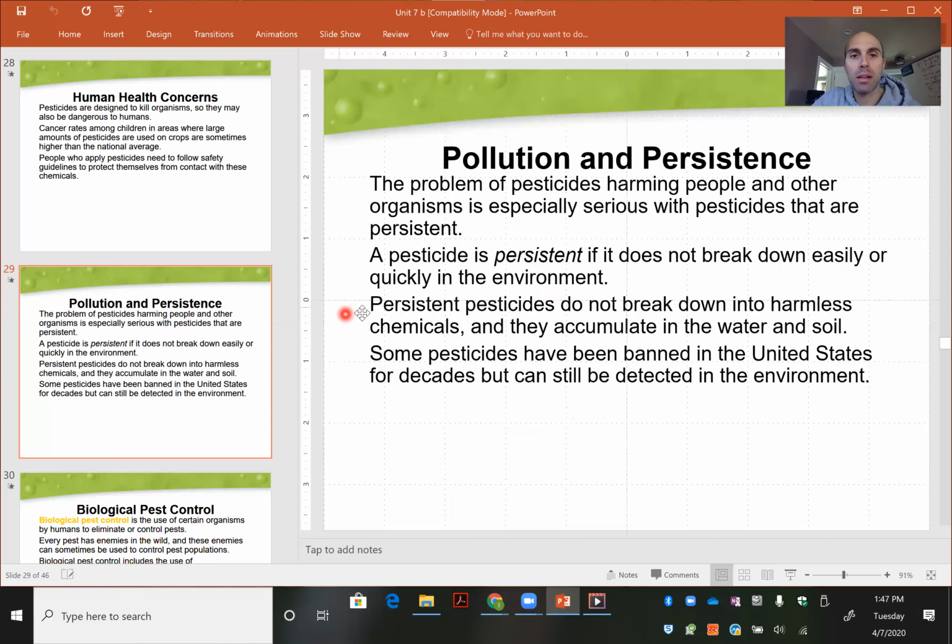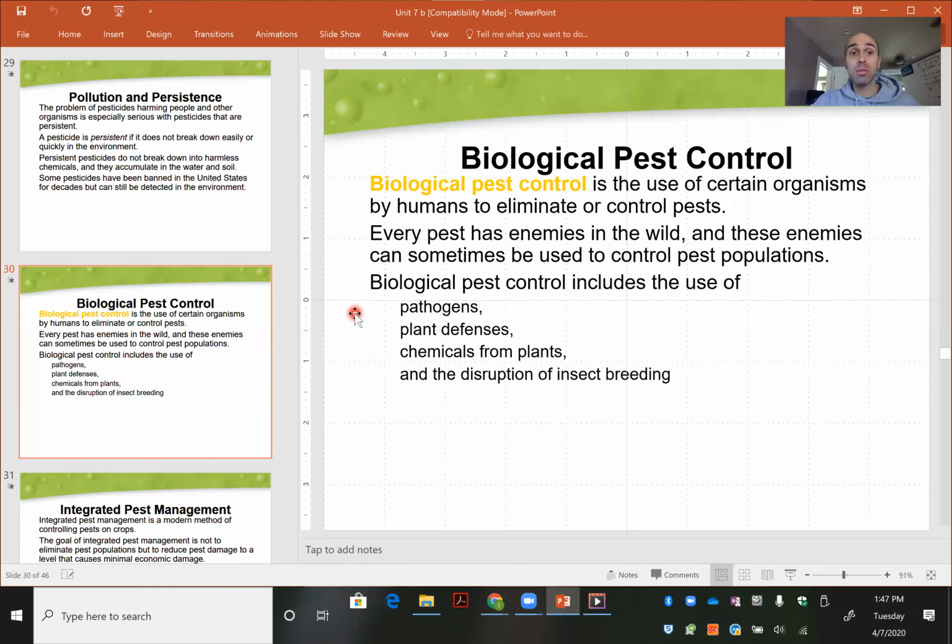So let's go back to this one right here, quick, the third bullet. Can you imagine that the more you spray, if these pesticides aren't breaking down, they're just accumulating and building up in that soil and staying there and increasing in concentration, and they're not going away. So something to think about. It's not only pollution to those little pests, it's pollution to you and I.